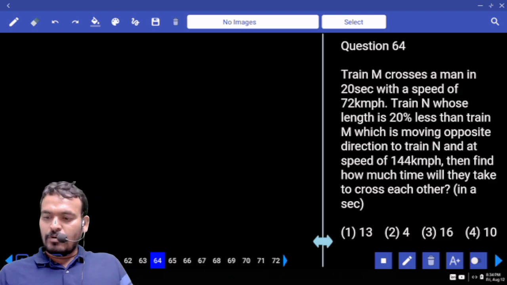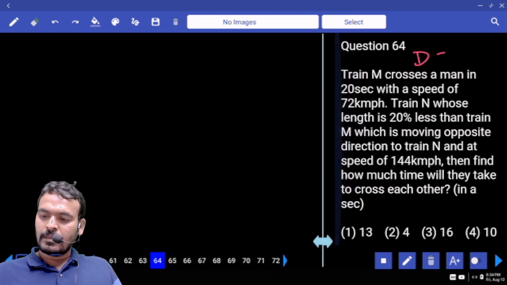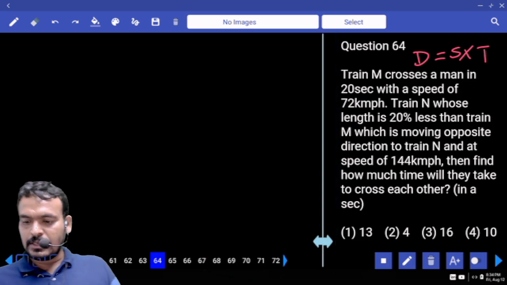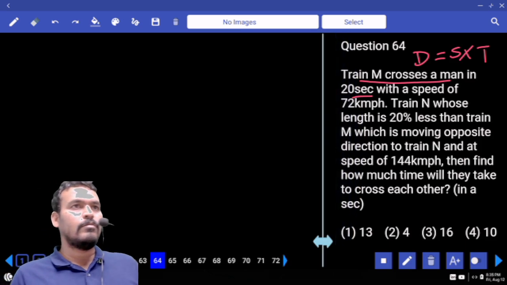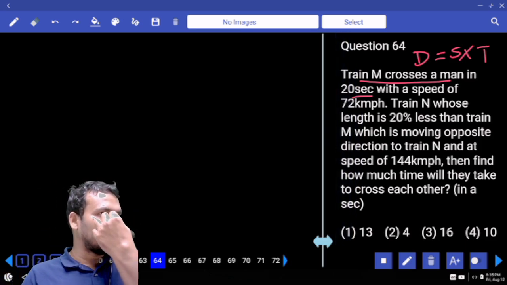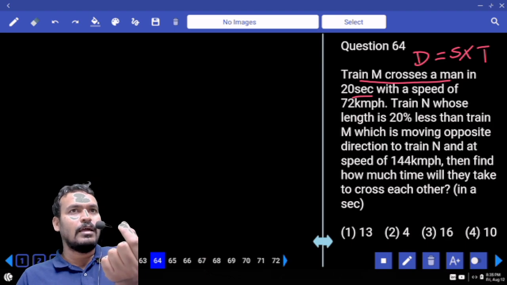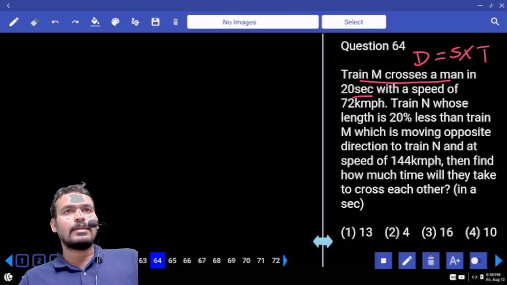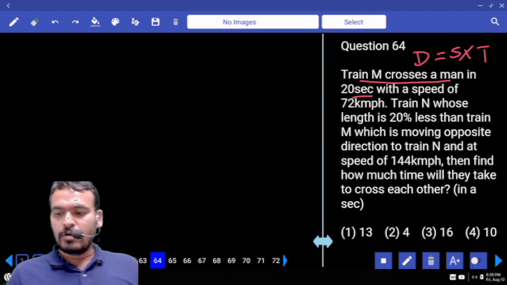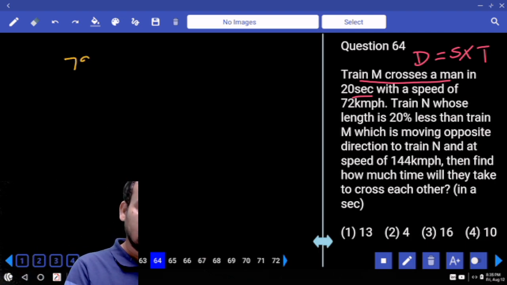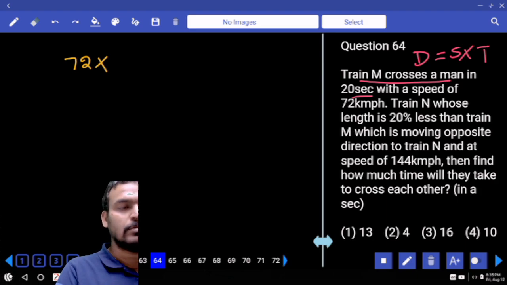Okay. What does distance mean? Speed multiplied by time. First case, train M crosses which one? A man. When a train passes a man, the total distance is only the length of the train. In that case, we write the speed of the first train into time. What is the speed of the first train? 72 into time, how many seconds? 20 seconds.